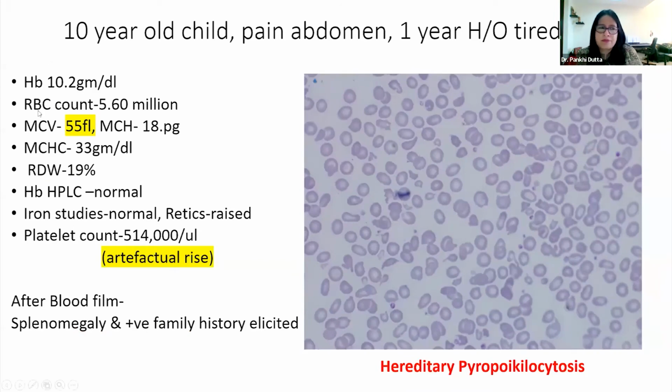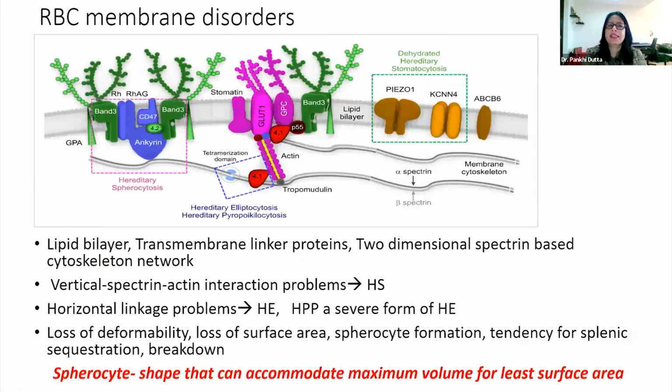For some reason the child was not very small. It was a 10-year-old child and was not picked up earlier. But it was only after the blood film that they went back and saw that, yes, the child had splenomegaly and there was a positive family history. So these are all red cell membrane disorders.